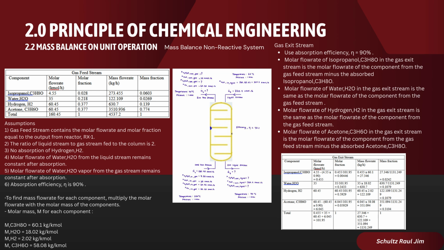For the gas feed stream, data would be the same as the output from reactor. For gas exit stream, both molar flow rate of water and hydrogen would be constant, while the molar flow rate of isopropanol and acetone would be the molar flow rate minus the absorbed component. Mass flow rate is found by multiplying molar flow rate by the molar mass of the component.